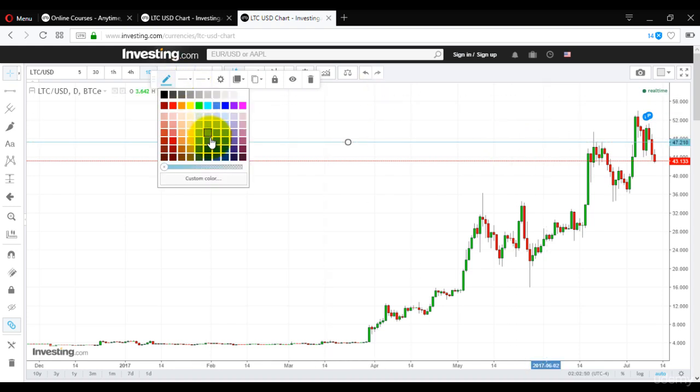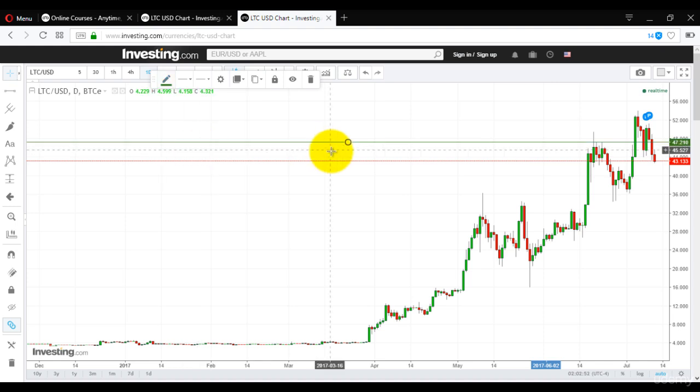Now we will make these lines in green color. As you can see, I've made this line on these highs and the middle part of these candles. Usually you make support and resistance lines on the middle part of longer candles and on highs and lows.